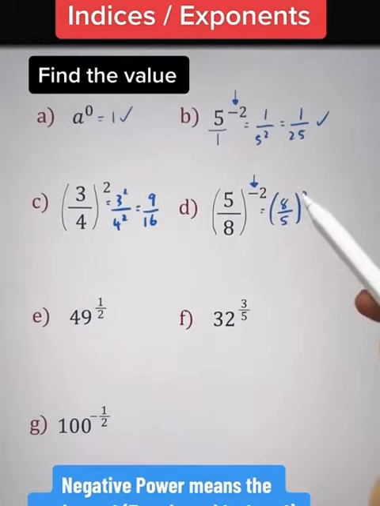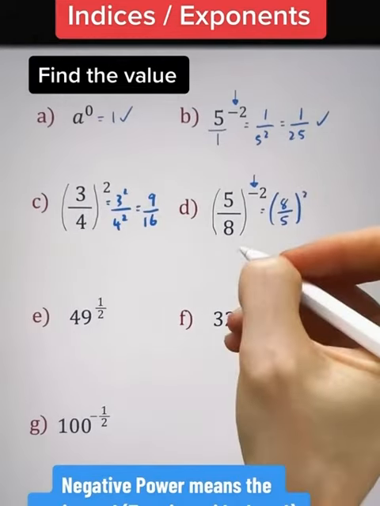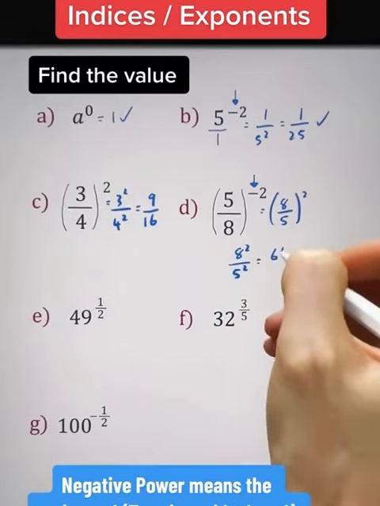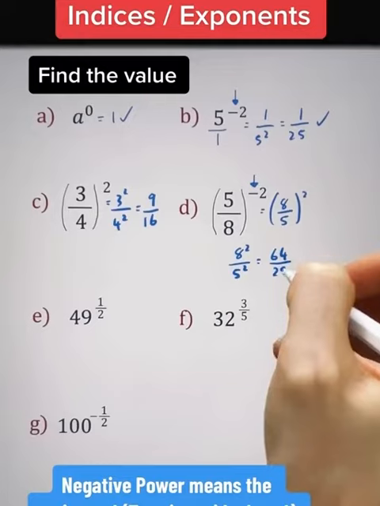Again, applying the power to both the top and the bottom separately. On the top we're going to have 8 squared, and the bottom we're going to have 5 squared. 8 squared is 64, and 5 squared is 25.